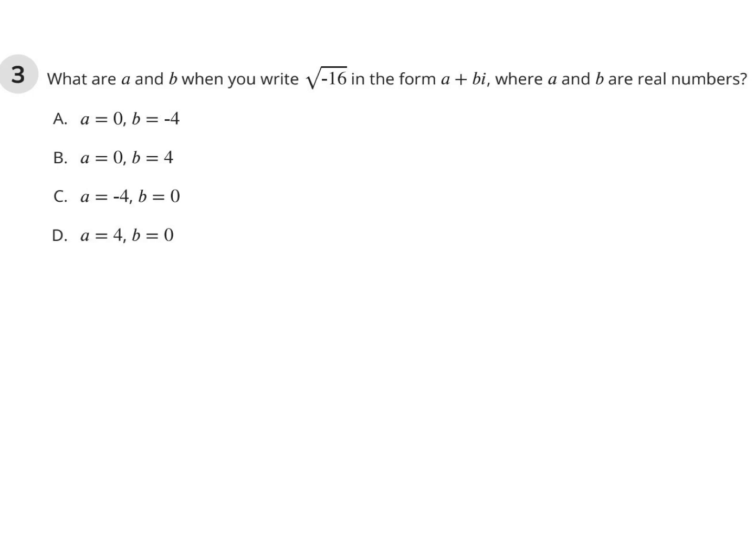Okay, what are A and B when you write the square root of -16 in the form of A plus Bi, where A and B are real numbers? All right, so the square root of -16 becomes the square root of -1 times 16. The square root of 16 is 4. The square root of -1 is i. We have a purely imaginary number. So A is 0. This is 0 plus 4i. So A is 0, and then B is 4. So B is the best answer.